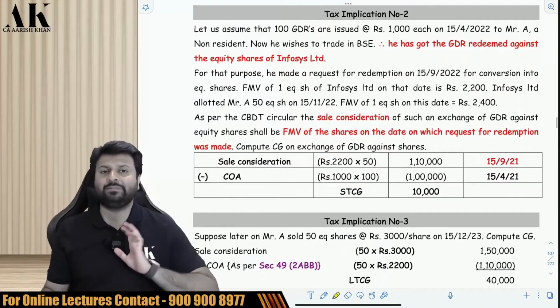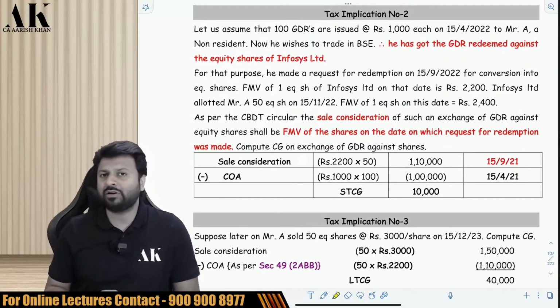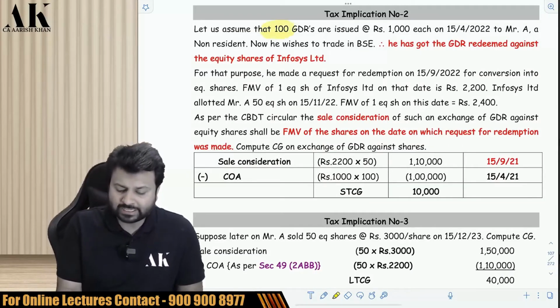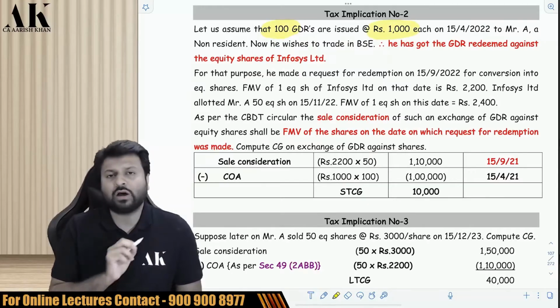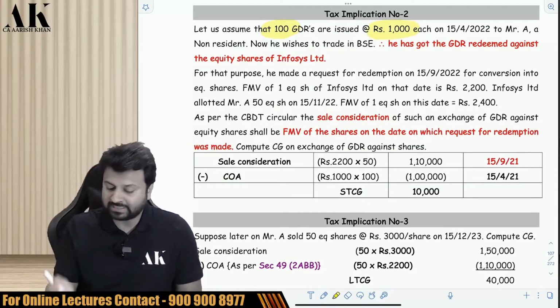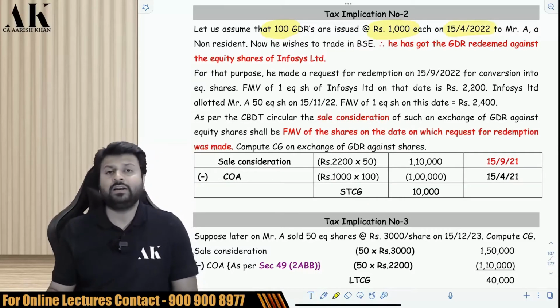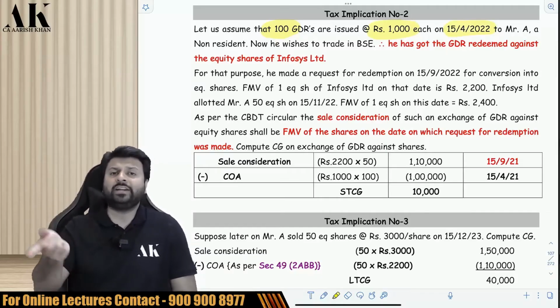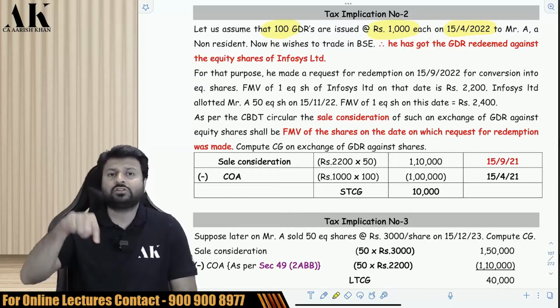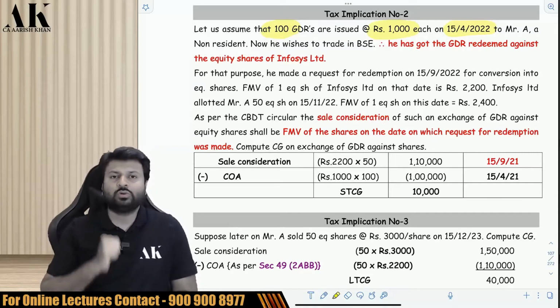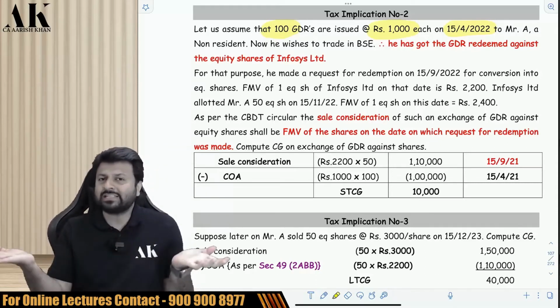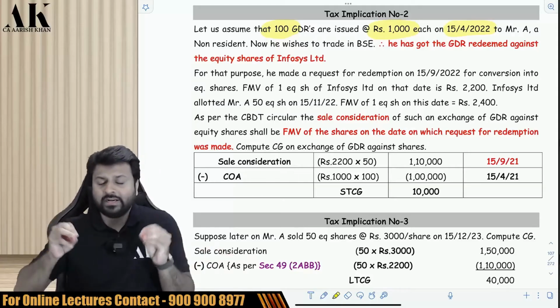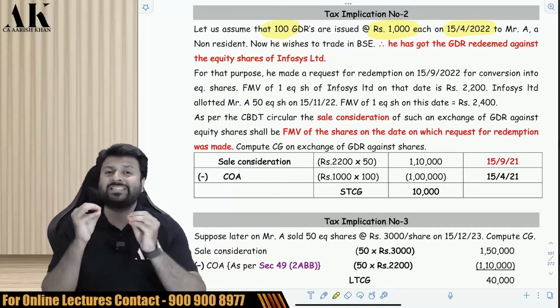Second tax implication. Suppose that NR who has bought the GDR does not want to transfer that GDR. He has bought the GDR, say he has bought 100 GDRs at the rate of 1000 each. So total cost will be 1 lakh rupees. And he has bought on 15th of April 2022. Now suppose he wants to convert that GDR into shares of the Indian company, because he wants to trade in Bombay Stock Exchange. He wants to trade in National Stock Exchange. So GDRs are not traded in the Indian stock market. In the Indian stock market, what is traded is only shares, shares and shares.